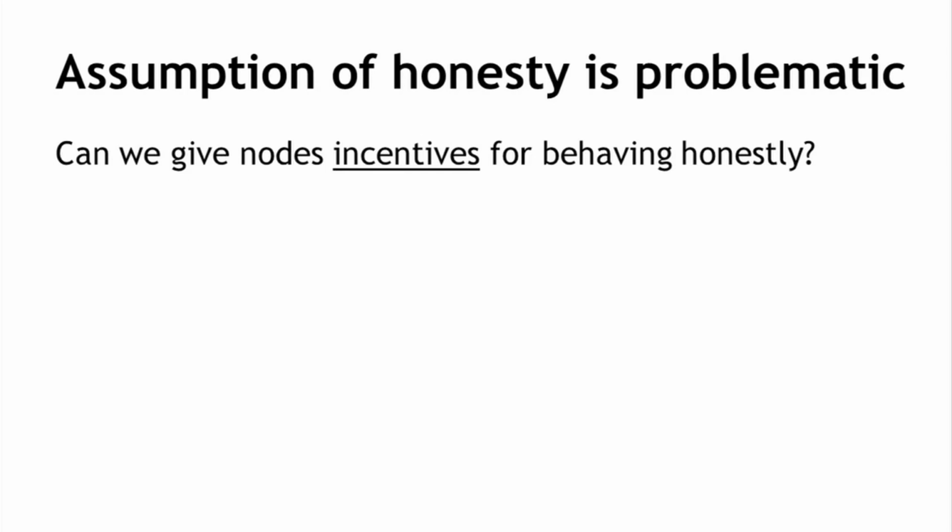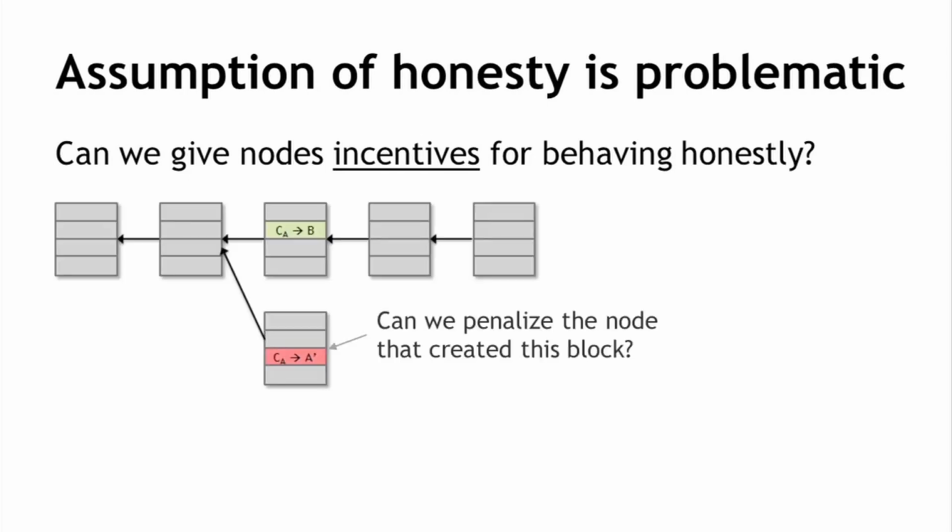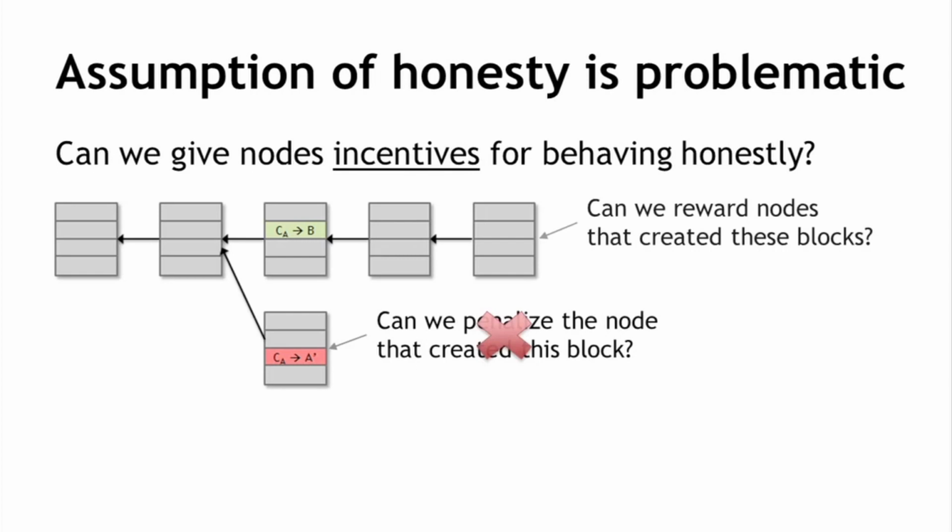Let's look at this with respect to the picture we've been looking at. This is the long-term consensus chain, and this block contains an attempt to double spend. We can ask, can we penalize somehow the node that created this block? But this is problematic for a number of reasons, including the fact that nodes don't have identities, and so there's no way to go after them to penalize them. So instead, let's flip the question around and ask, can we reward the nodes that created all these blocks that did end up on the long-term consensus chain?